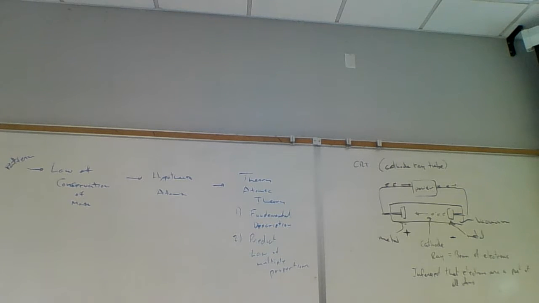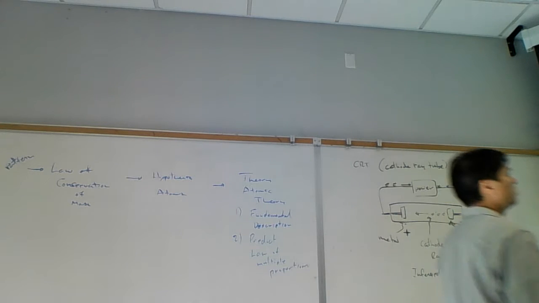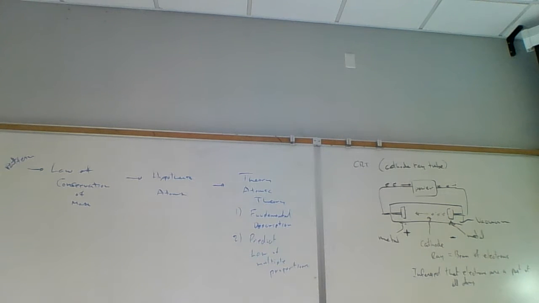What the law of multiple proportions says is this: when two elements combine to form more than one compound, they combine in simple whole number ratios. So for example, 1 to 1 or 1 to 2, CO2, H2O, right? But if elements were infinitely divisible, then they can have any amount.